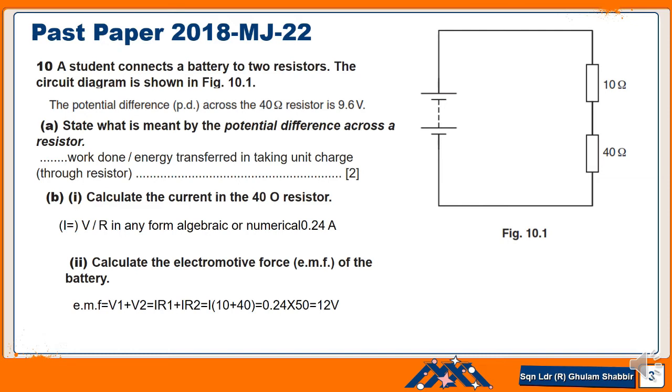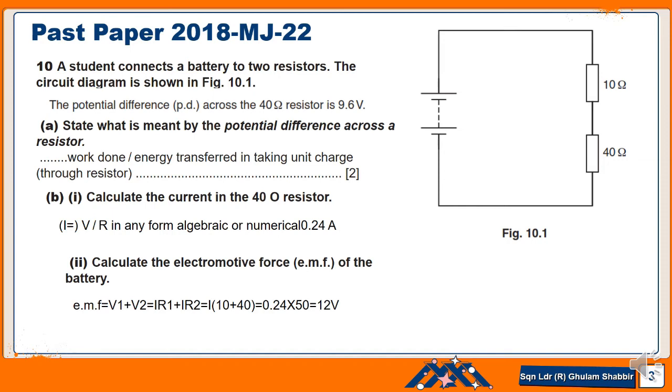Now the second part is to calculate the current in the 40 ohm resistor. The resistance is 40 ohm, and the potential drop is given as 9.6 volt. With the help of Ohm's law, I is equal to V over R, we can find the current, which becomes 0.24 ampere. Dear students, 40 ohm and 10 ohm are in series, so the same current will pass through both because only one path is given. That is 0.24 ampere through 40 ohm, and the same 0.24 ampere through 10 ohm.